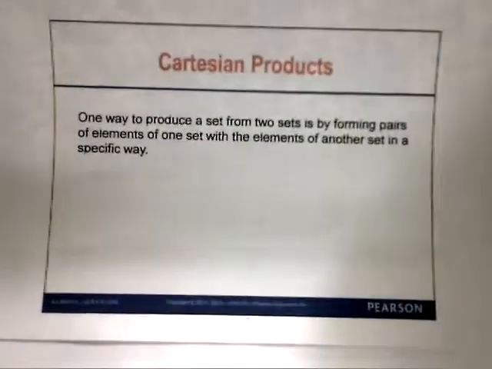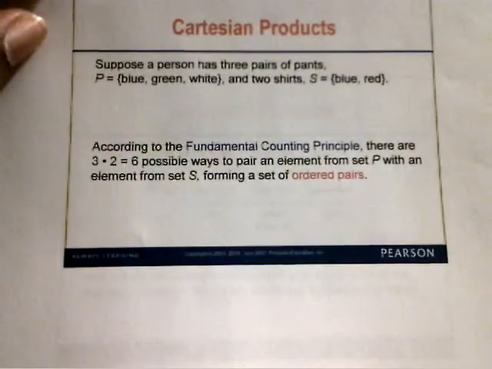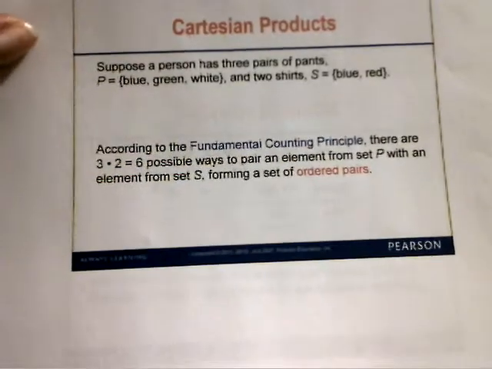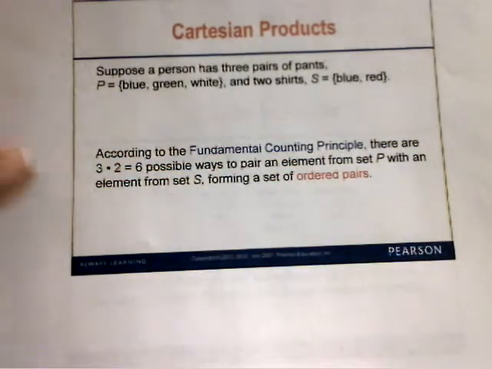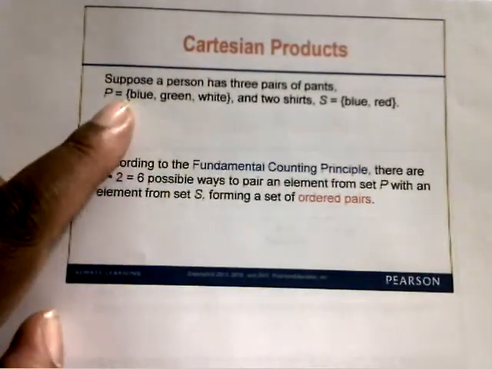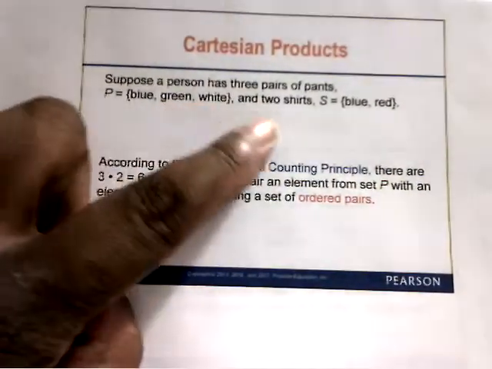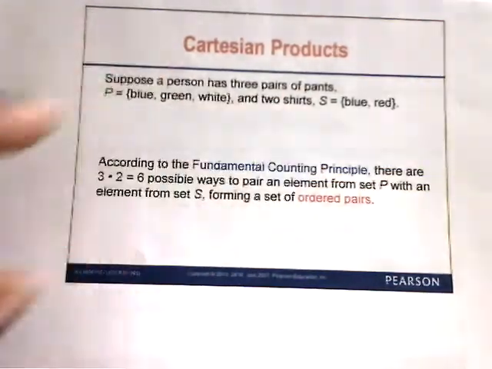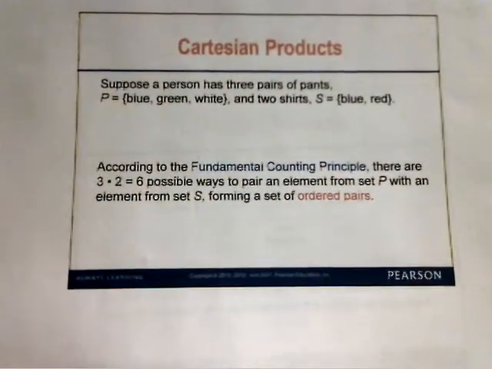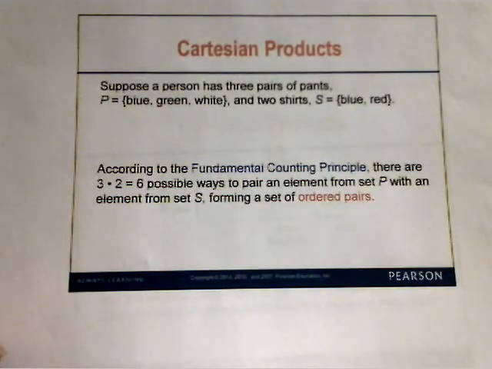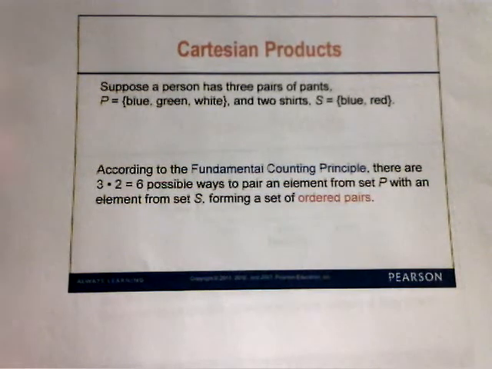Okay, so we're going to look at Cartesian products here. Suppose a person has 3 pairs of pants, where P is going to be the elements blue, green, white, and 2 shirts. S is going to be blue and red. According to the fundamental counting principle, there are 3 times 2 or 6 possible ways to pair an element from set P with an element from set S, forming a set of ordered pairs.